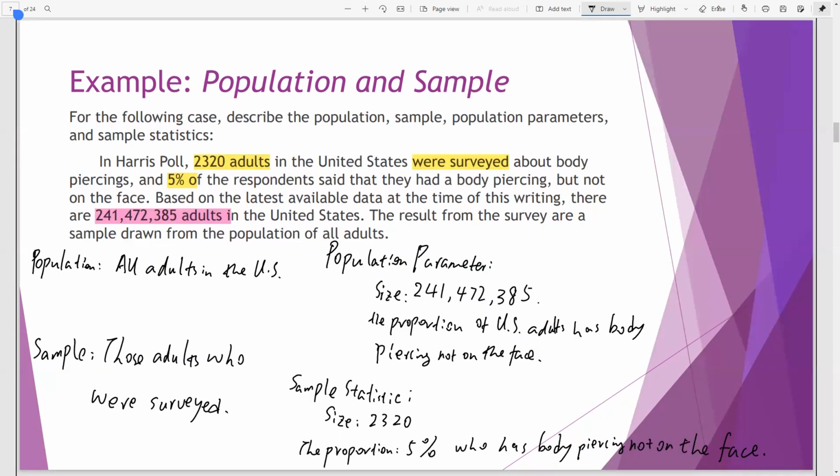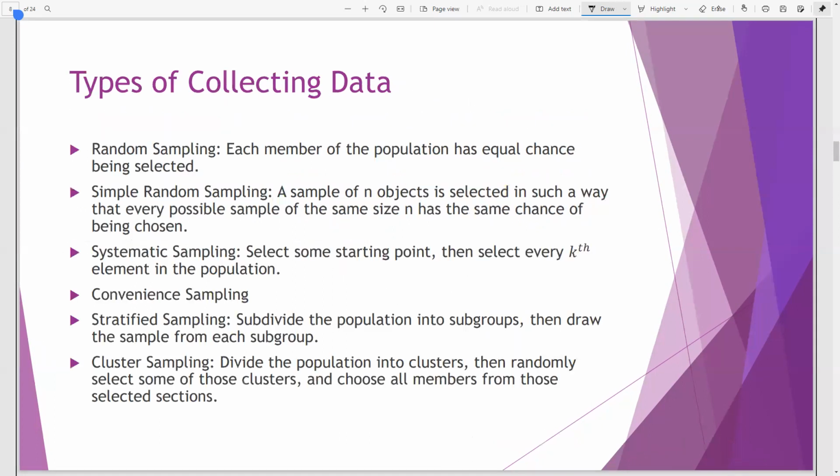So that is how to distinguish population, sample, parameters, and statistics. Then, types of collecting data. Statistics is a science of testing, collecting, observing, and interpreting.